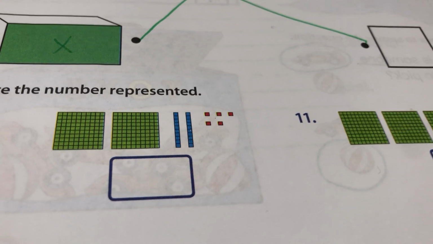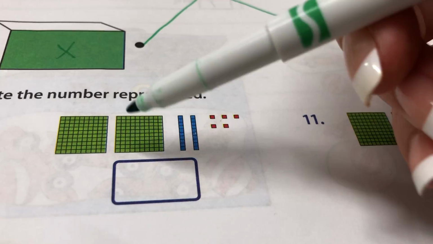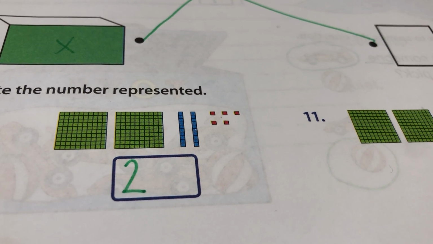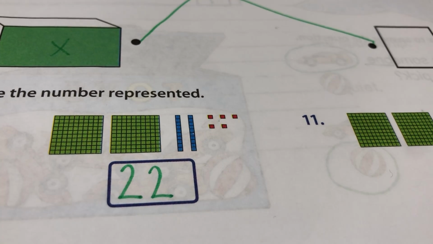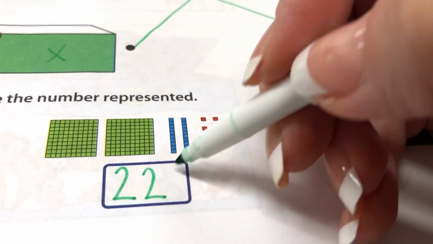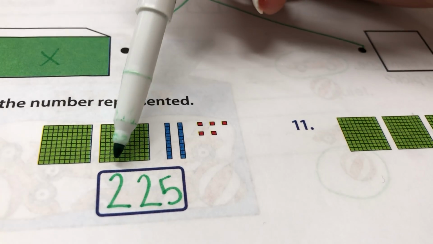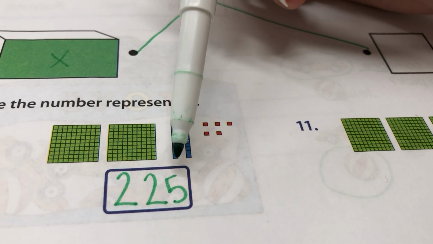Let's slide down here. How many hundreds do I have? 2. Good. How many 10 bars? And how many baby ones? Yes, 5. So my number is 225. Mick, run up here to me real quick. Fast, fast.